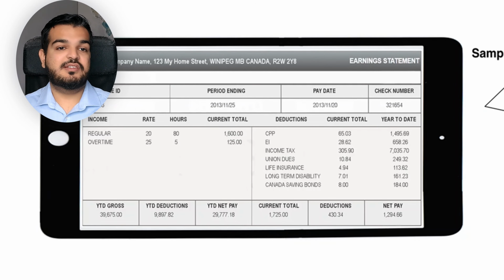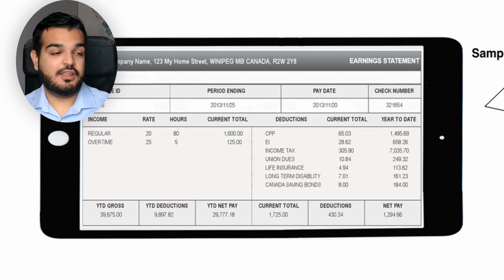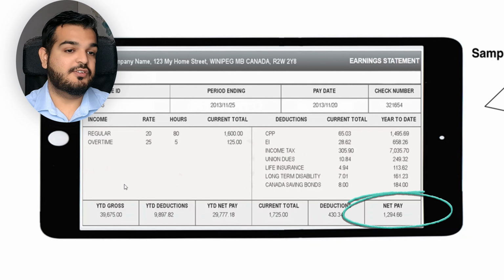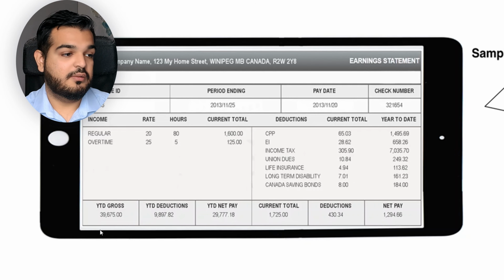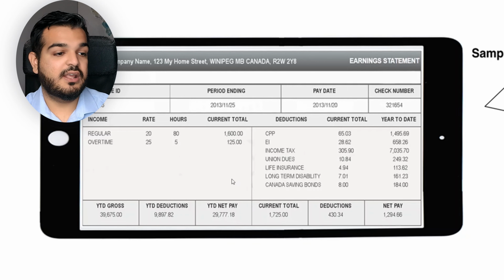And this is what essentially a sample pay stub looks like. It will show you the company's name, where you work. It will have your employee ID, your name, the pay date, and the amount of money that goes into your bank account, which is called the net pay. As you can see at the very bottom of the slip, this is how much you've earned year to date, how much deductions were taken off year to date, and your year to date net pay.